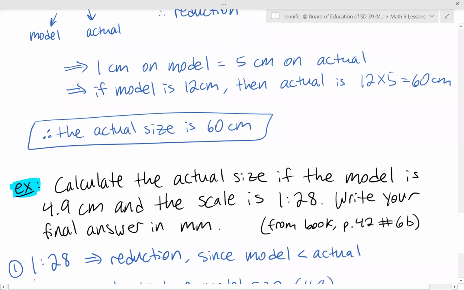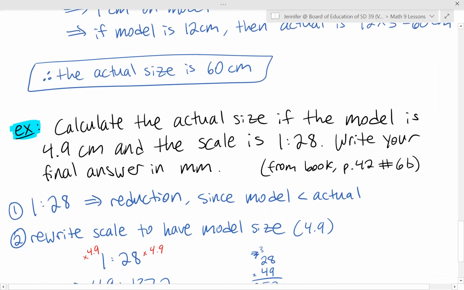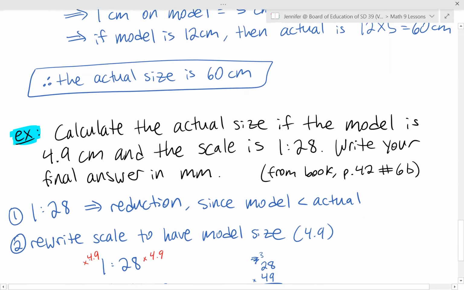So we'll start with our scale. We know this is a reduction because the model number is smaller than the actual number. We don't need to convert anything because the units aren't written, which means the units are already the same. And 1 is one of the numbers. So now we want to rewrite the scale that we're given so that it has the model size that we're given, which is 4.9. So how do we make the model size become 4.9? We just have to multiply it by 4.9.